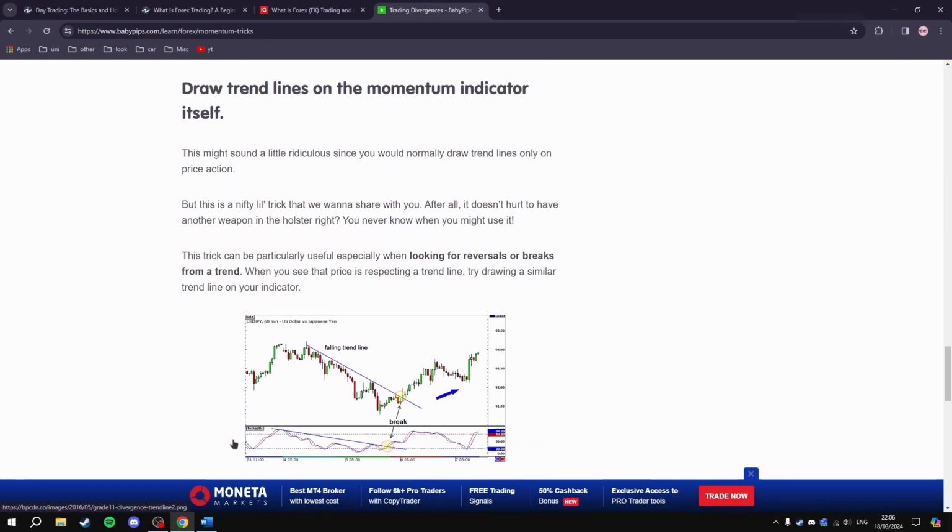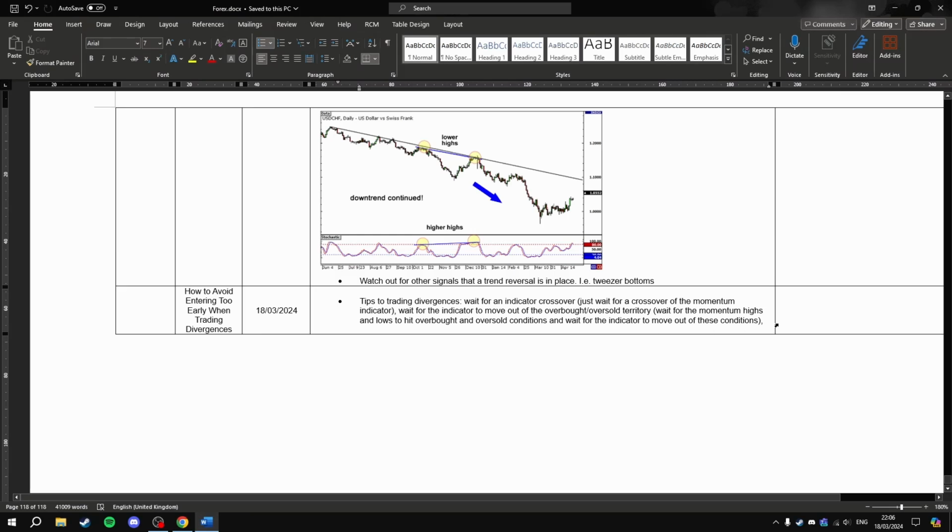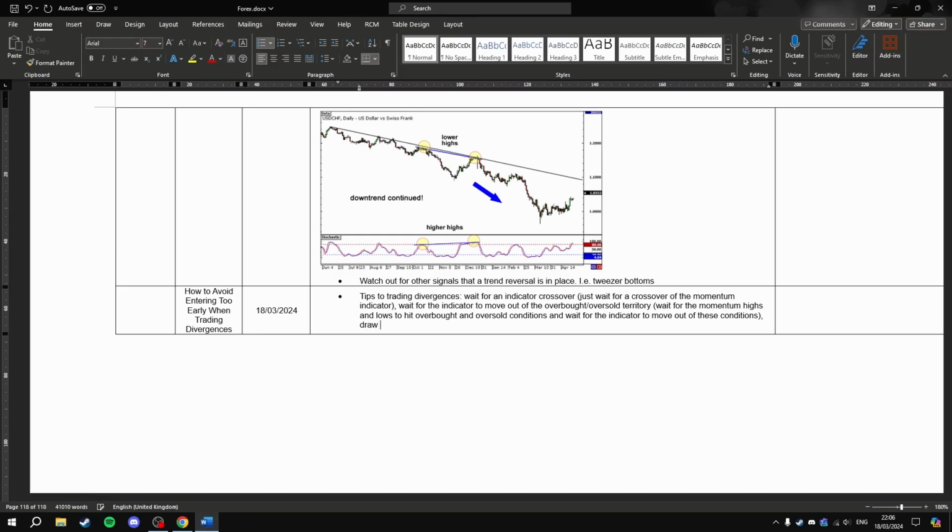Draw trend lines on the momentum indicator itself.